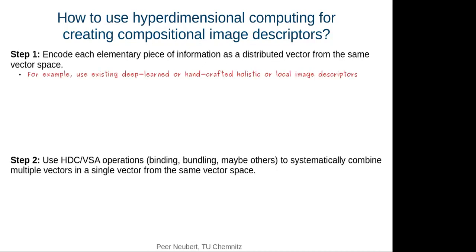And I used some kind of handwritten style font just to indicate that these are just our experiences and it's not verified by any means. It's just a kind of recipe right now. But for example, it turned out that a good elementary piece of information is to use existing deep learned or handcrafted holistic or local image descriptors, just off the shelf, what is already existing.